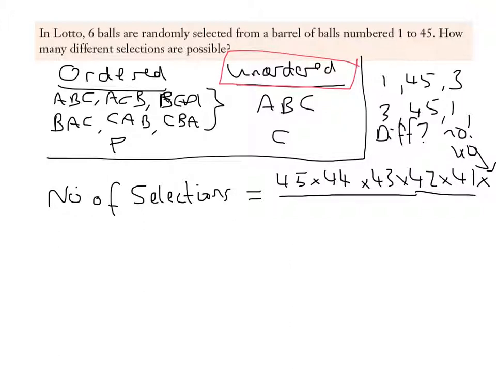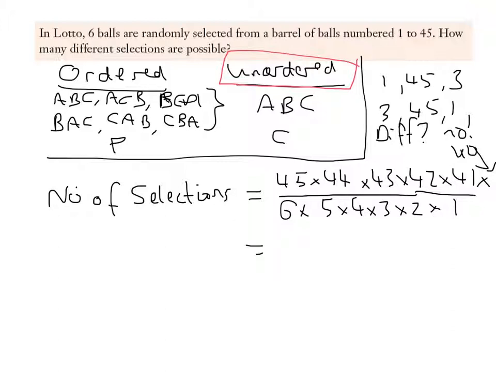I'm going to divide this by the number of ways in which 6 numbers can be ordered. If you had 6 balls and you were going to rearrange them, you could rearrange them 6 by 5 by 4 by 3 by 2 by 1 different ways. So we're dividing the number of selections because it's unordered, because order doesn't matter.